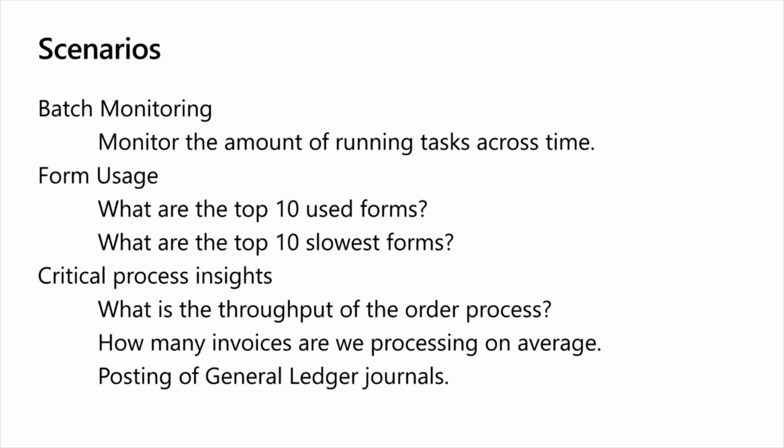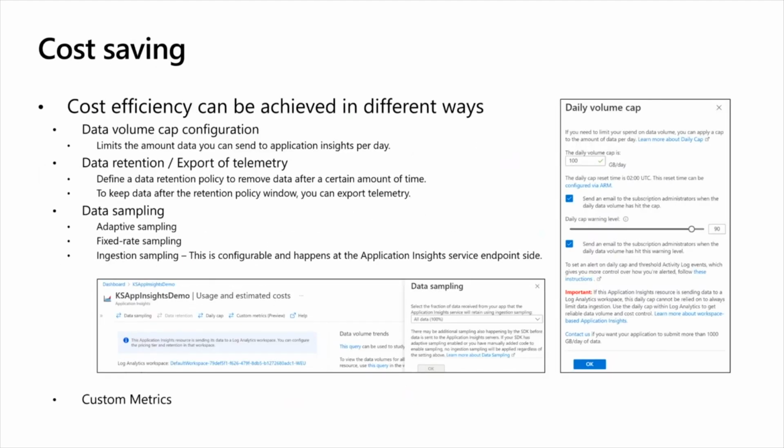Next up is cost saving. There are some options which Lane already started to explain about how you can keep the cost in check for Application Insights, and it can be achieved in different ways. The first one is a data volume cap. I consider that to be the first level of defense against a high invoice, which means you basically say the daily volume is like 100 gigabytes. So as soon as you hit that limit, telemetry will not be added anymore. Then you're at the limit of what you can log for that period of time.